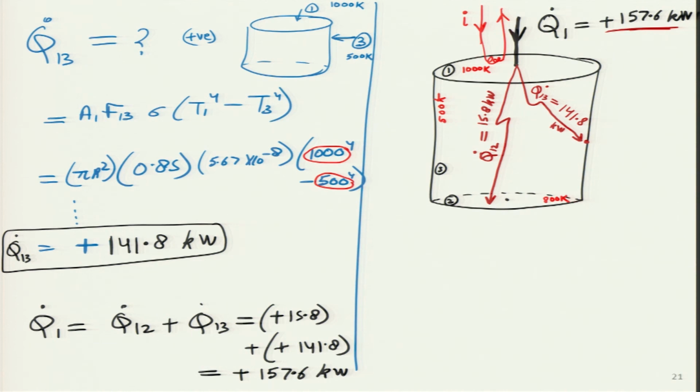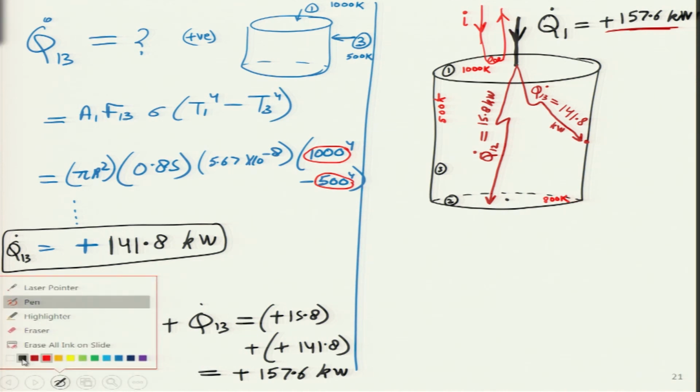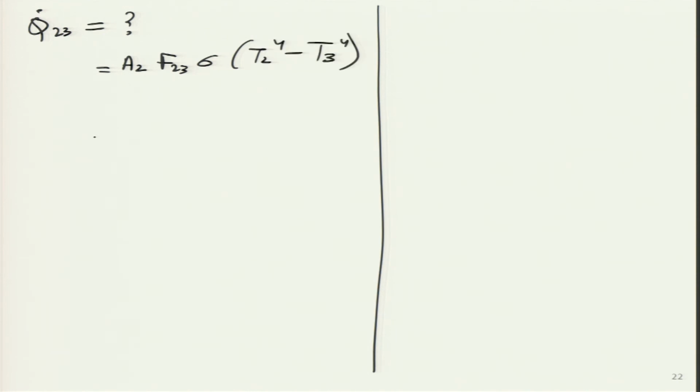So this space I will leave over here. Let's jump to the next slide. Why? Because the last one is remaining, Q dot 23. This we have not yet calculated. So this one also I can write as a very simple expression, A23 F23 sigma T2 to the power 4 minus T3 to the power 4. So here the only thing I will give is the values over here. This is 800 to the power 4, this is 500 to the power 4. You plug it in yourself using a calculator. The final answer will turn out to be a positive 52.5 kilowatt.